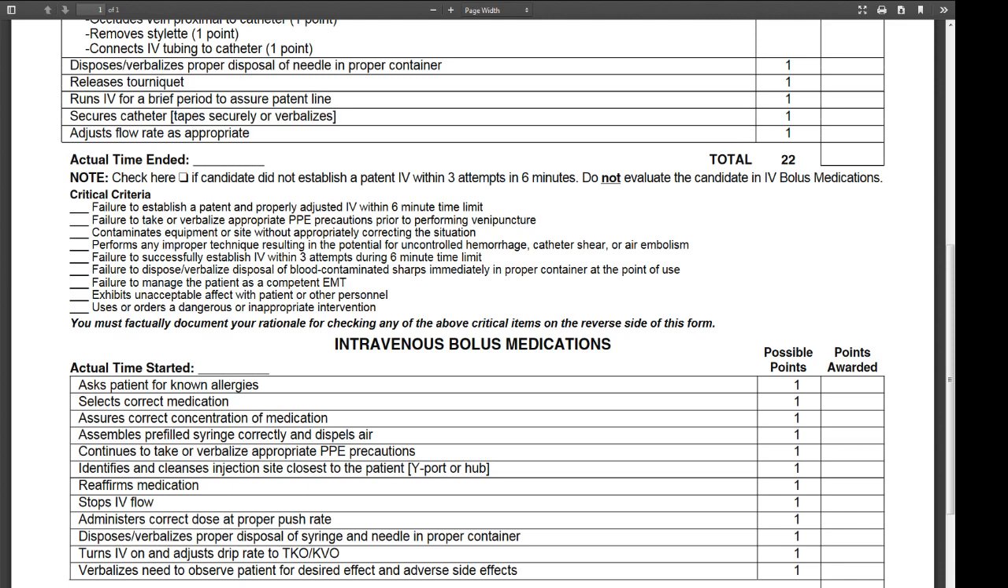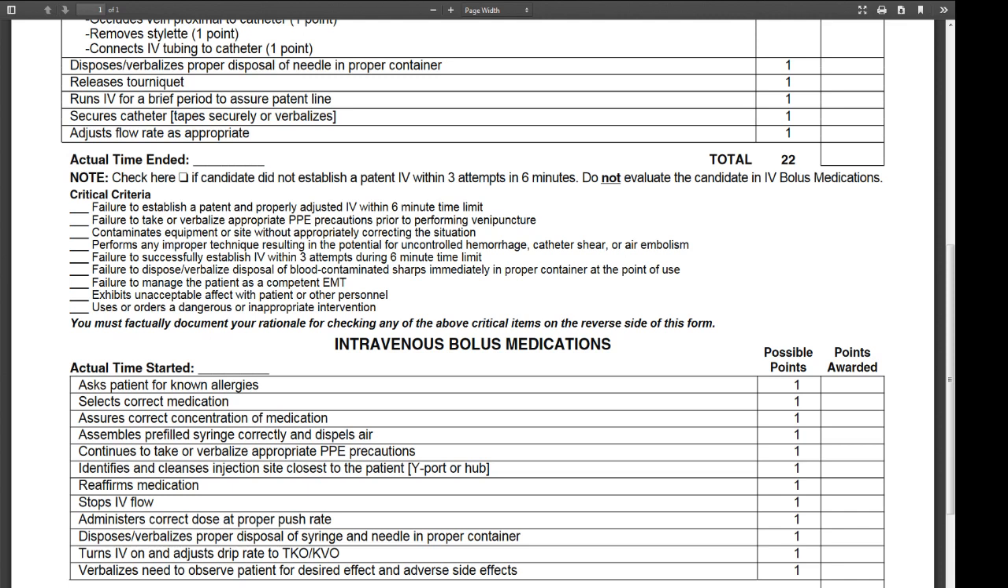Performs any improper technique resulting in the potential for uncontrolled hemorrhage, catheter shear, or air embolism. Failure to successfully establish IV within 3 attempts during 6-minute time limit. Failure to dispose/verbalize disposal of blood-contaminated sharps immediately in proper container at the point of use.